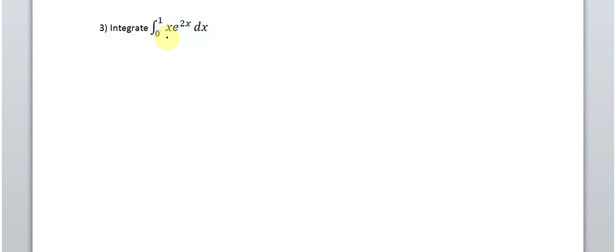Well, fairly standard parts looking integral here. Notice the two things multiplied. You've got the e function and the x there multiplied together. You should recognise this hopefully. So this is integration by parts.